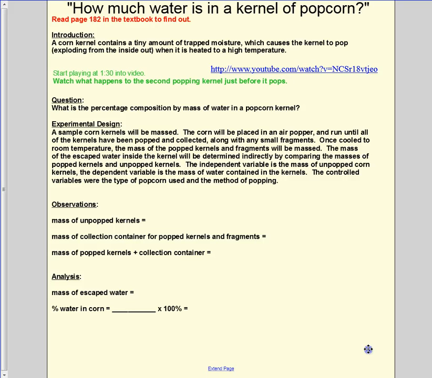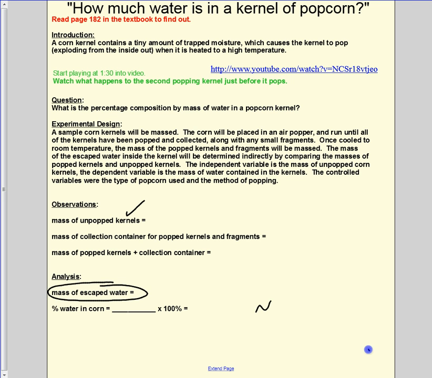You should have had a chance to go through this activity with some partners in the class where we looked at the percentage composition of water in popcorn. And the experimental design had us massing the kernels before they were popped, carrying out the reaction, I guess you could say, releasing that little bit of water inside, and then massing the popped kernel sample without the water. So indirectly we were able to get the mass of escaped water, and then from that, knowing the initial mass of unpopped kernels here, we could calculate a percentage.